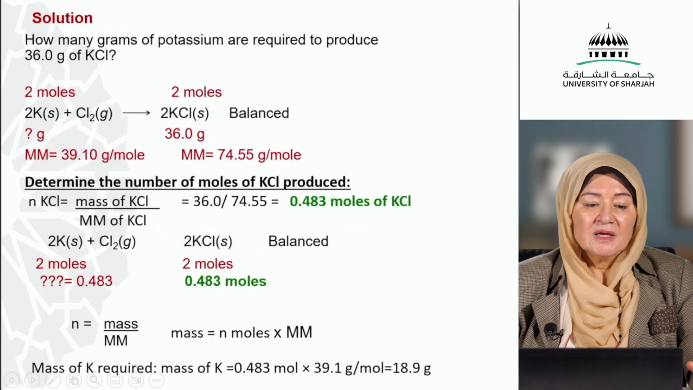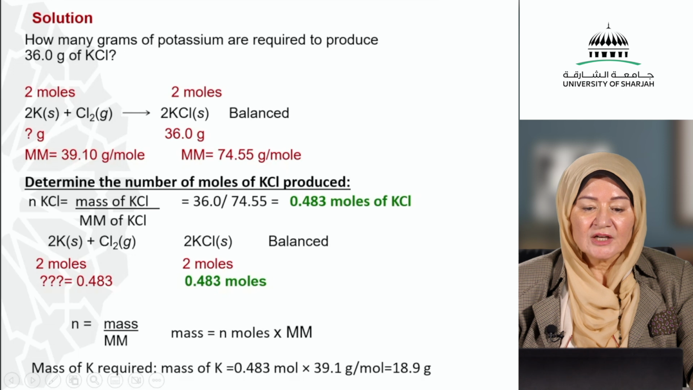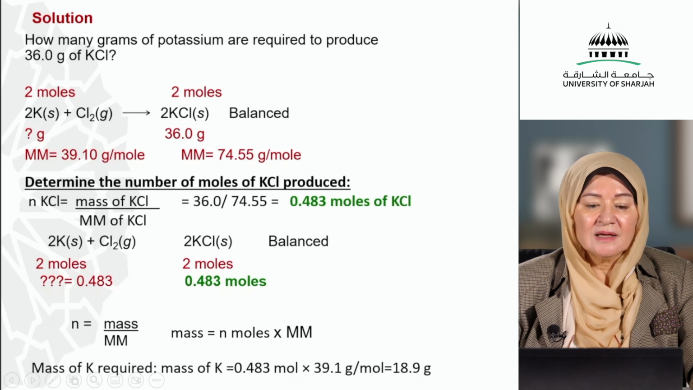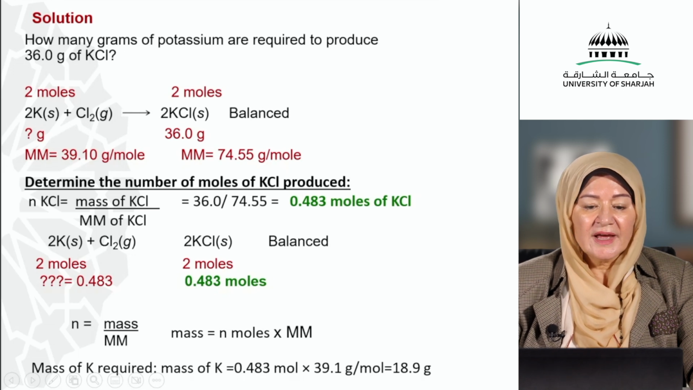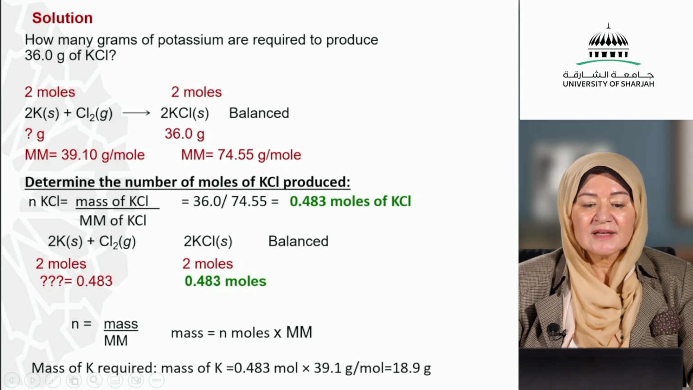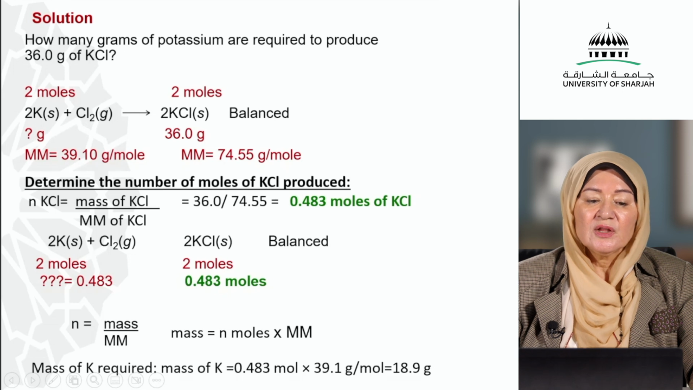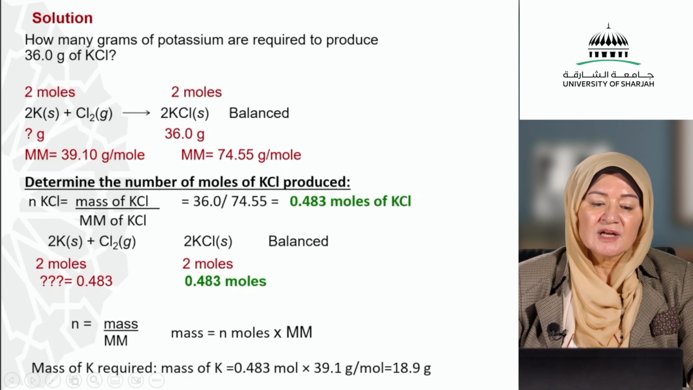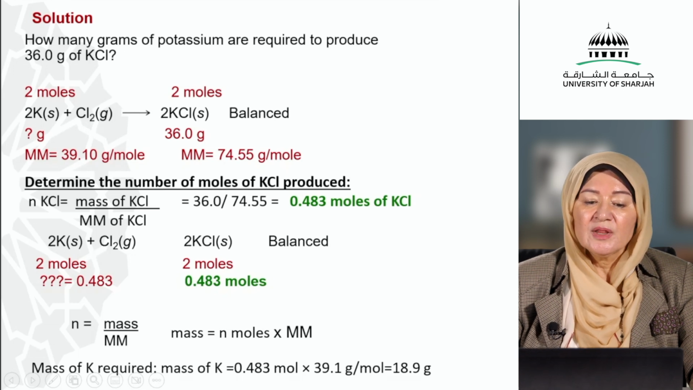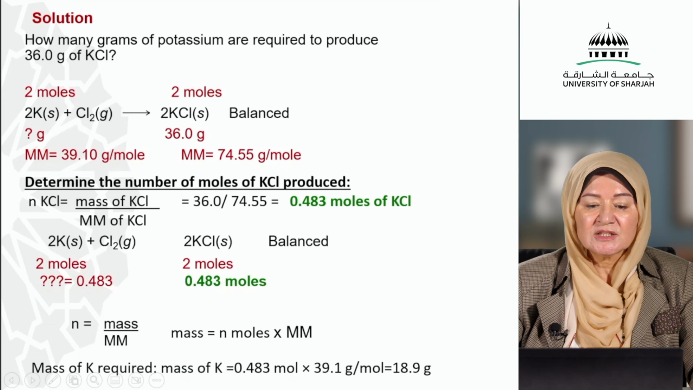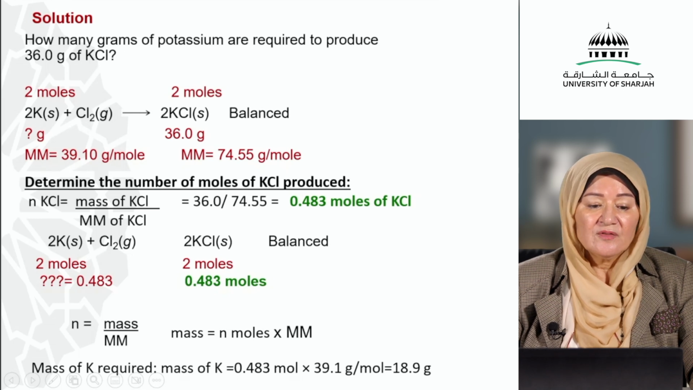Okay, here I do have the reaction that had taken place. It's balanced. 2 moles of K gives me 2 moles of KCl. How much do I need from K to get 36 grams? The molar mass of K is 39.10 grams per mole. The molar mass of KCl is 74.55 grams per mole.